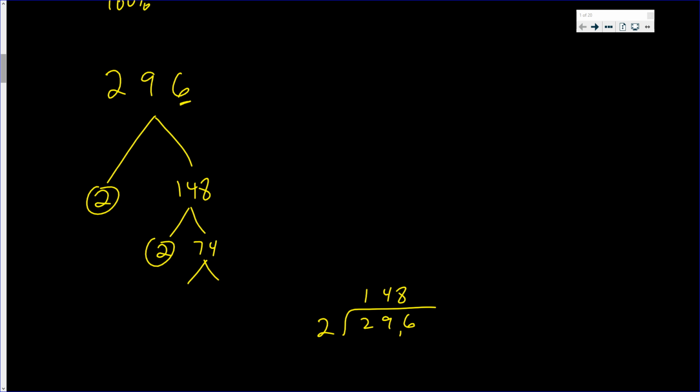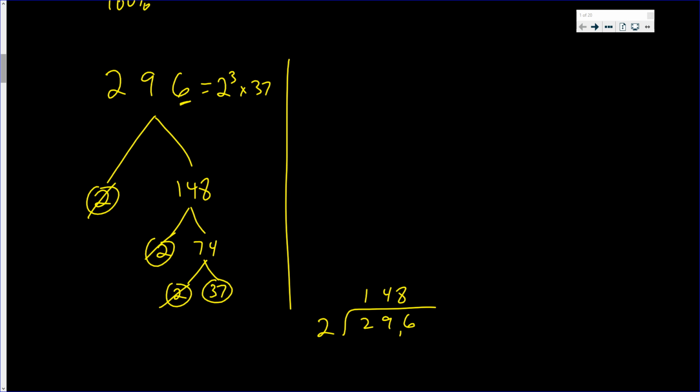74 is not prime. It's 2 times 37. 2 is prime, and so is 37. So it's 2 cubed times 37. 1, 2, 3 2's.